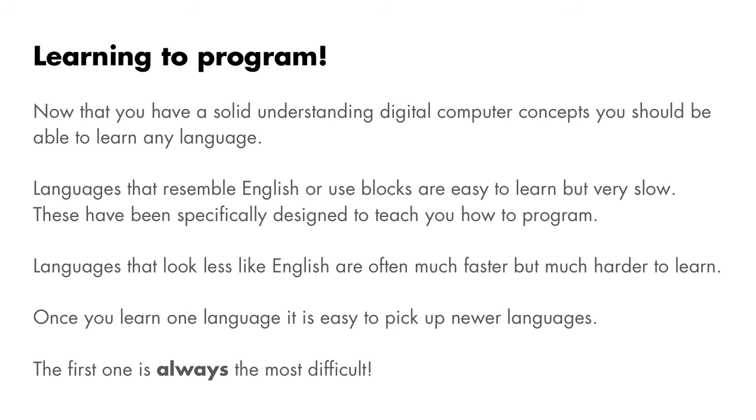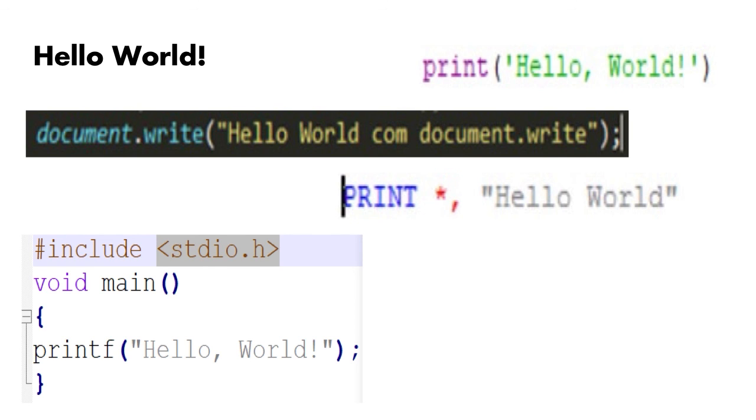Once you learn one language, it's very easy to pick up newer languages. The first language is always the hardest to learn. So here I've shown you examples of different computer languages, and we start any language with the famous task called Hello World. Hello World is traditional. It's the first program that you write in any language. What it's designed to do is show you how to get an output onto the screen. Because as we remember, the basis of any computer system is to have an input, and the input is thought about, and then it displays an output.